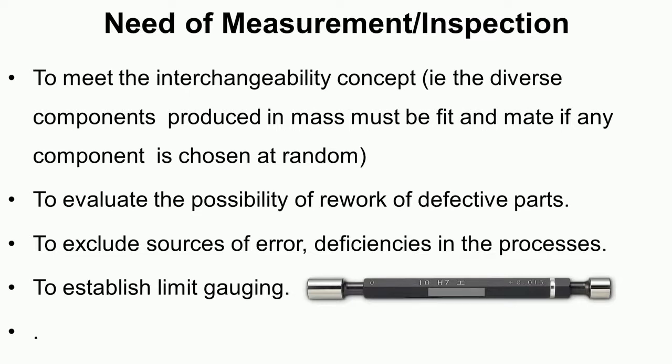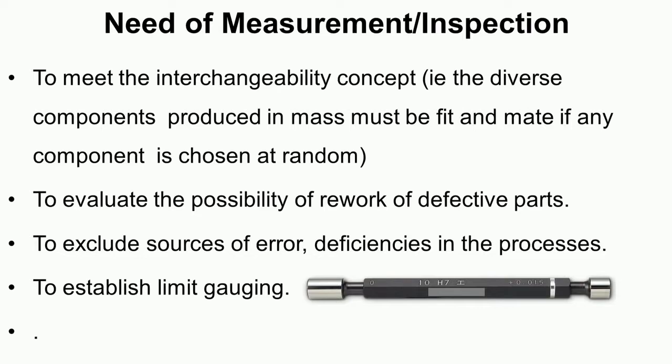Inspection is also used to evaluate the possibility of rework of defective parts. Now the inspector has rejected some parts, and we have to check whether some rework can be performed so that they can be accepted again. So for that we need to inspect defective parts, and to exclude sources of error and deficiencies in the process, we need to conduct the measurement process.